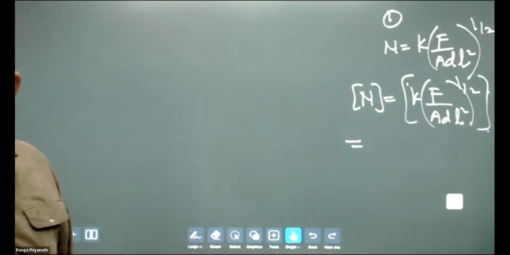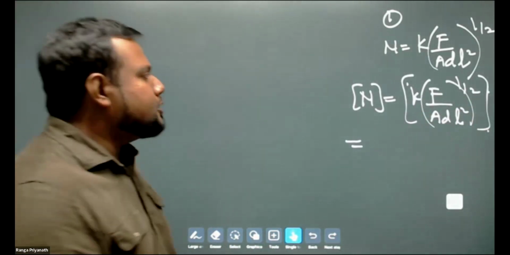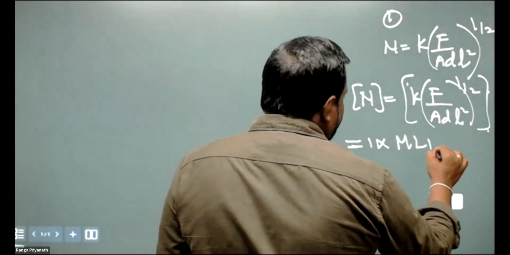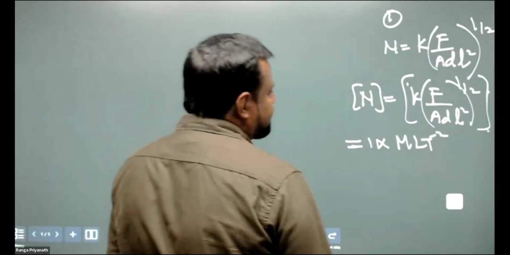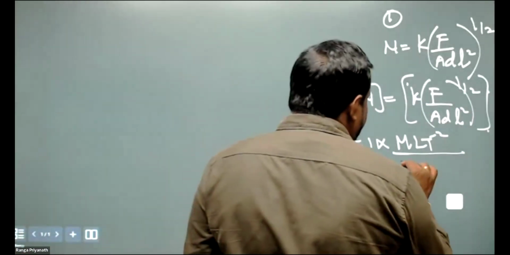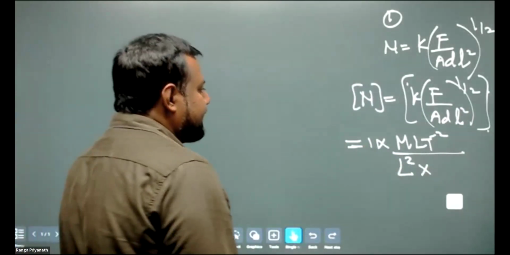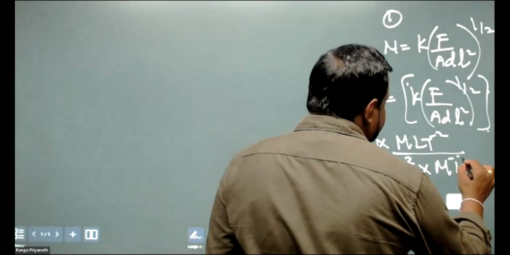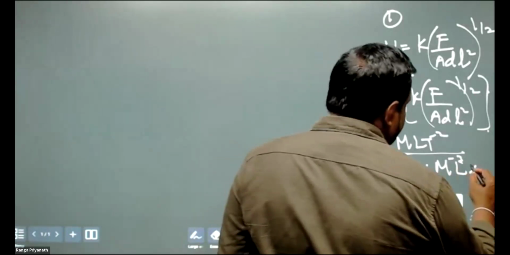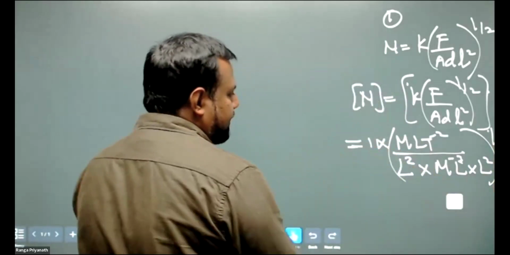K is dimensionless. When you don't have dimension, we just put it as 1. F means the force, MLT minus 2. Divided by capital A, area. The dimension of area is L squared. D is density, ML minus 3. And L is a length, so L squared. So we have to take the root of it.